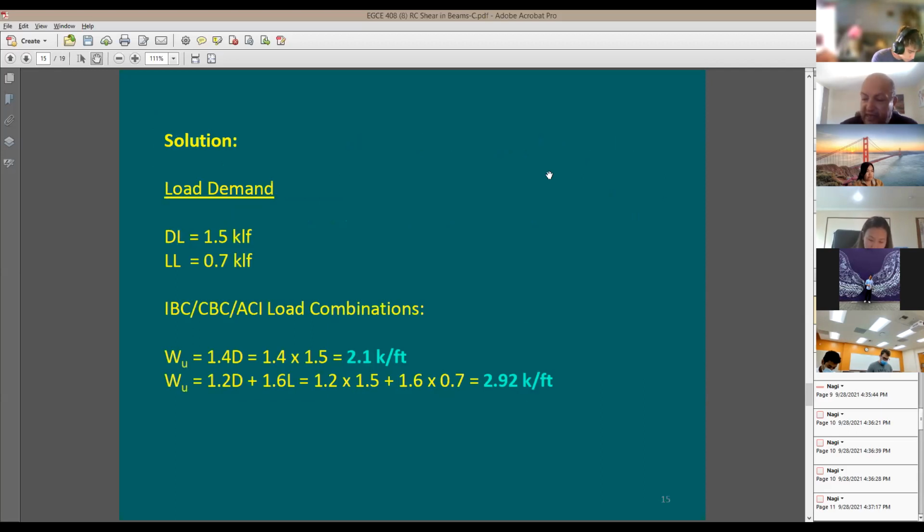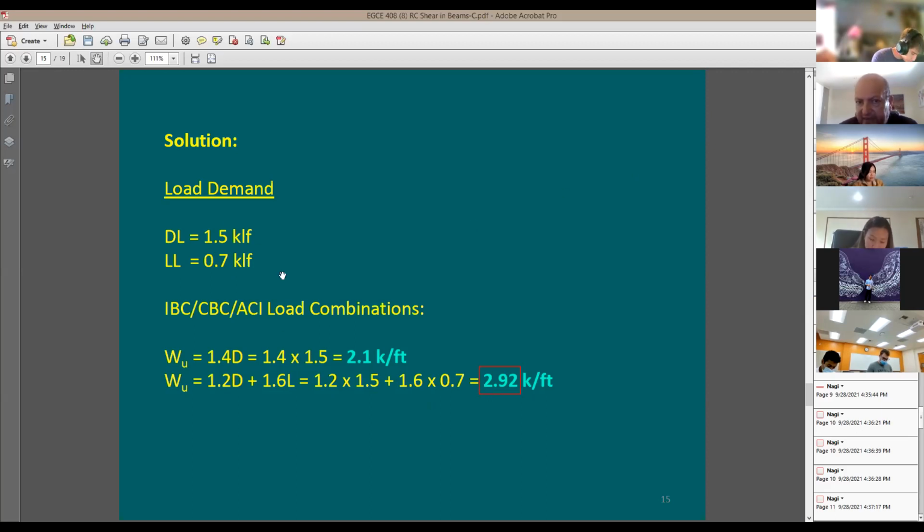Now let's work on the demand because you need it for your homework. Here's your dead load, here is your live load. You do the load combinations. You do the 1.4 dead versus 1.2 dead plus 1.6 live load. Here are the numbers: 1.4 times dead load of 1.5 versus 1.2 dead plus 1.6 live load. Now, which one controls? You can see this equation controls. This is going to be my design uniform load on the beam. So great.